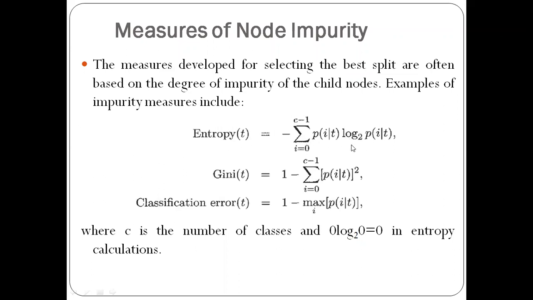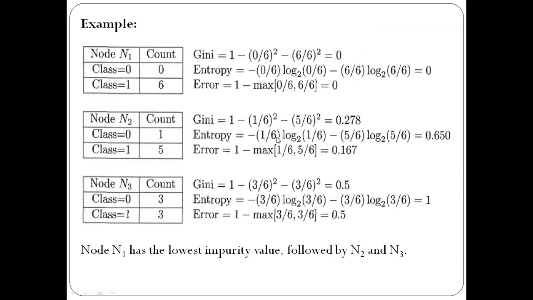So there will be two terms here. We need to consider minus the fraction of records that belong to class 0, which is 1 by 6, into log of that fraction, so log of 1 by 6 to the base 2, minus the fraction of records that belong to class 1, which is 5 by 6, into log of 5 by 6. Once you evaluate this, you'll get the value as 0.650.